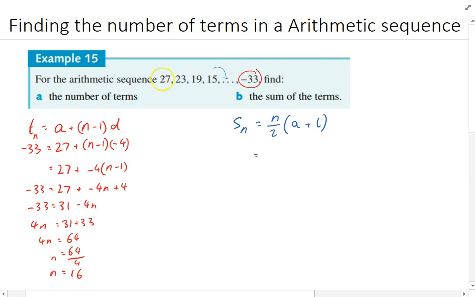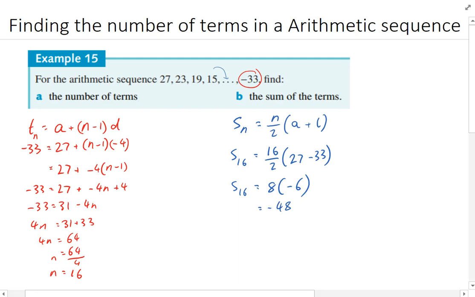So something strange might happen here. Let's take a look. 16 over 2, because there's 16 terms, so I should write S16. The first term is 27. The last term is negative 33, which means I've got 8 times negative 6. S16 is going to give me negative 48.